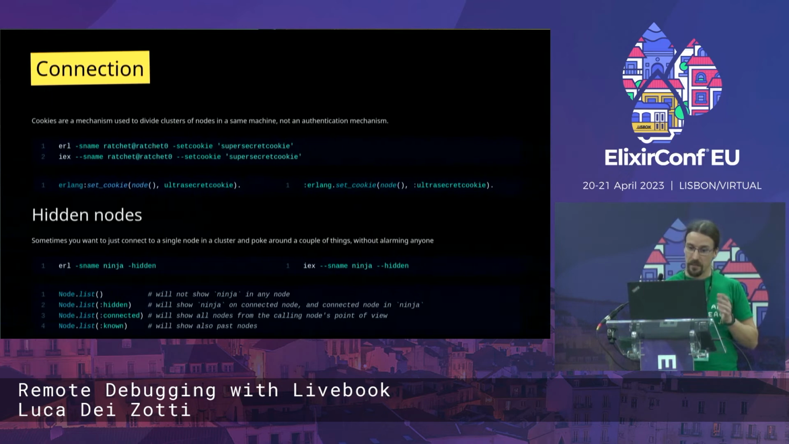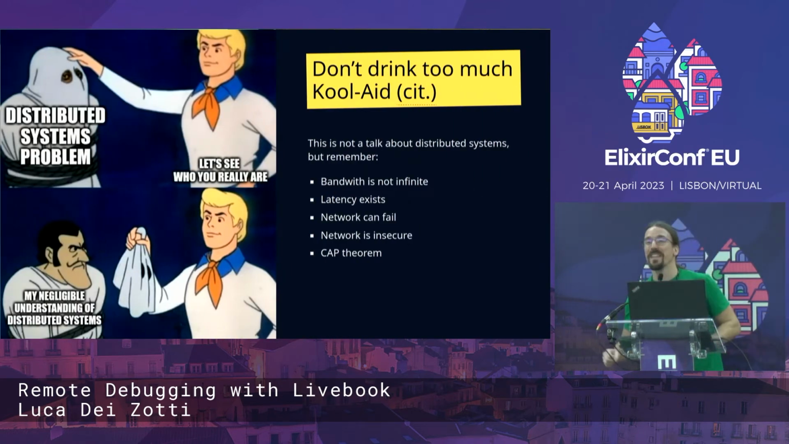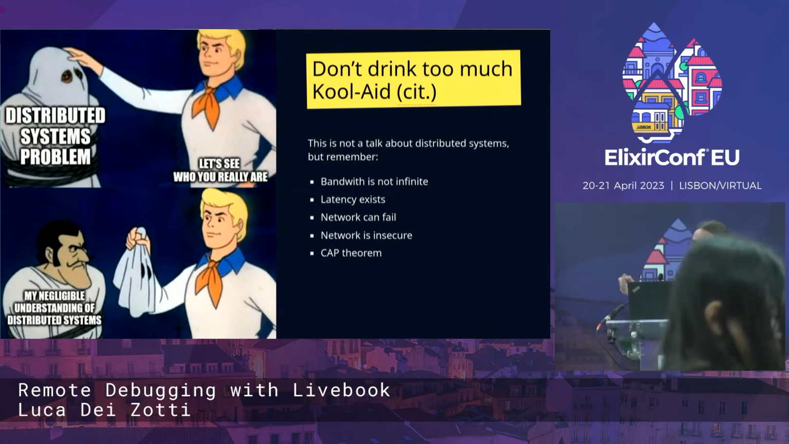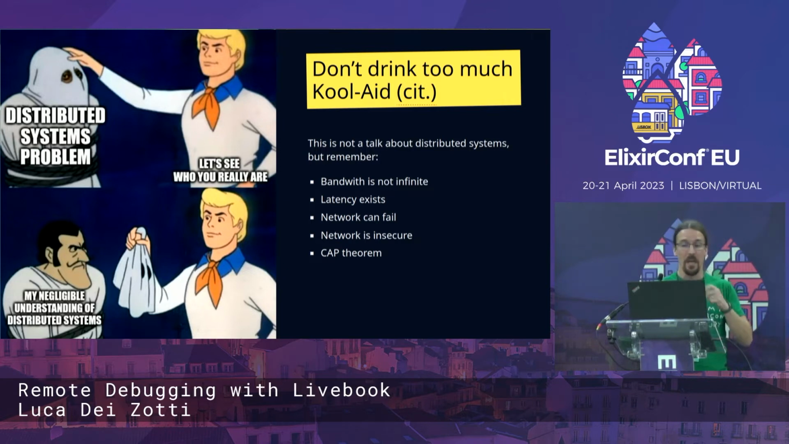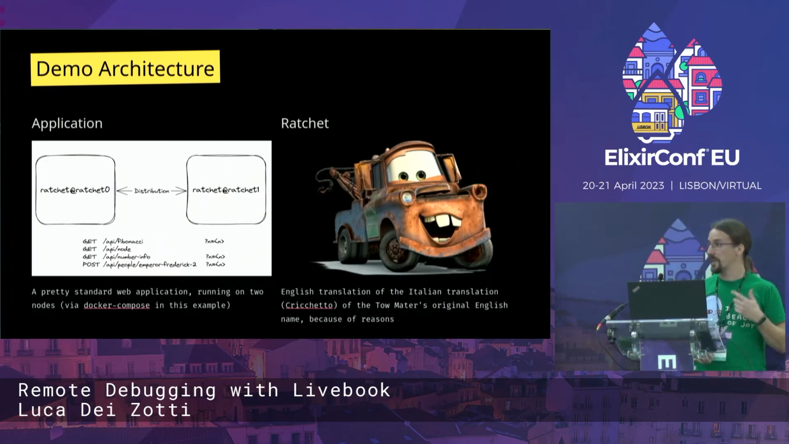It's a pretty interesting thing to know. Now, there are some slides that I will just jump over. Forgive me, see them later. This is not a talk about distributed systems at all, but let's remember, when addressing this kind of situation, that we are in a distributed system. So bandwidth is not infinite, big messages matter, latency exists, don't expect your messages to arrive in a certain time. The network can fail, is insecure, we have the CAP theorem and all the variations that have been born through the years. I wanted to jump just to the demo because I like it.